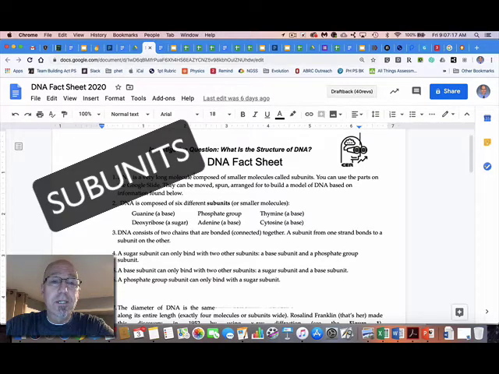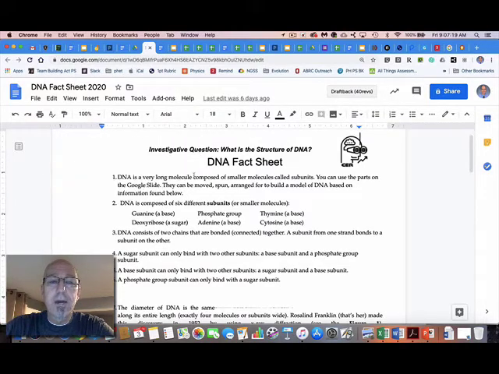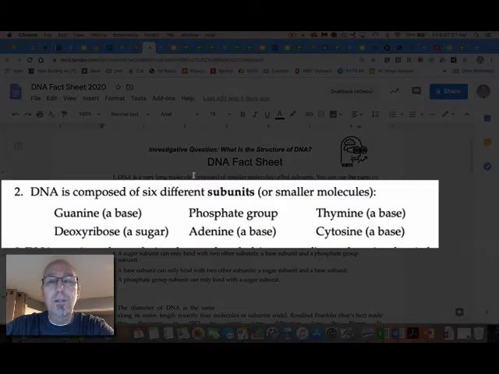DNA is composed of 6 subunits. You'll notice that 4 of them are bases, like the opposite of acids: guanine, thymine, cytosine, and adenine. There's another part of the molecule called a phosphate group, a phosphorus atom with 4 oxygens surrounding it. And then a sugar molecule called deoxyribose. It's 5 carbons in a ring. That's about all you need to know about the sugar molecule. So you've got 4 bases, a phosphate group, and a deoxyribose. That's what the subunits are made of.